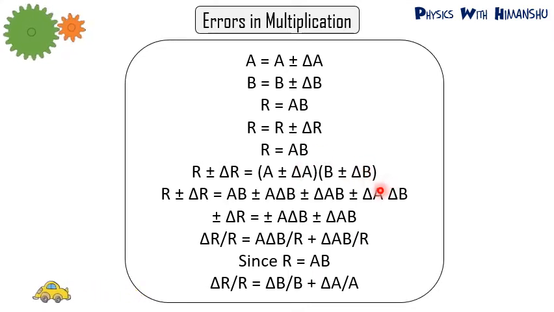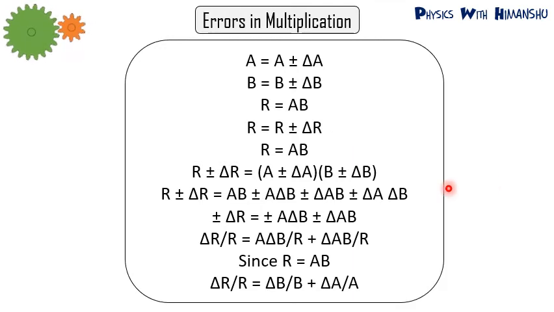Now if we see, del A is a small value because del A is basically error. Del B is also error. So smaller value into smaller value will be a much smaller value. So we'll ignore del A into del B. R will get cancelled out with AB. So we'll be remaining with plus minus del R equal to plus minus A del B plus minus del A B. We'll divide both the sides by R and putting the value of R, that is AB, we'll get this formula, that is del R by R equal to del B by B plus del A by A. This is a very important derivation for error topic. So if you want, you can write it down and you can revise it. It's a very important topic.